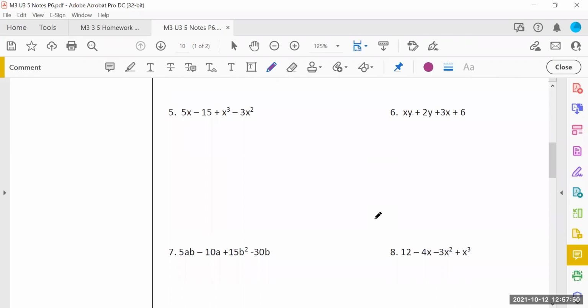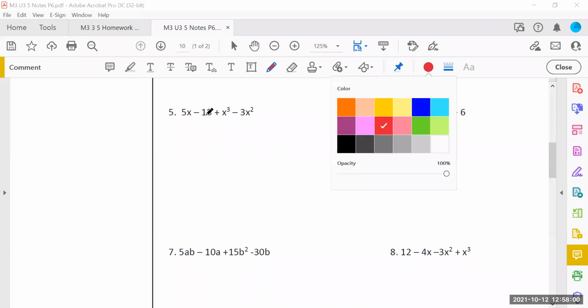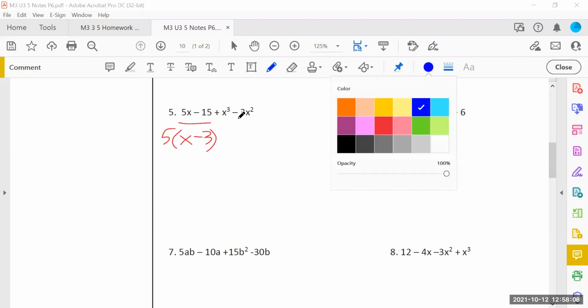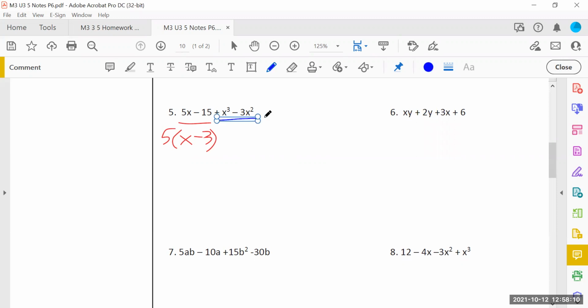Number 5. 5x minus 15, x cubed minus 3x squared. Do these two have something in common? Yeah. Take that 5 out. 5 times x minus 3. Look at the next set. What do those have in common? X squared. So plus x squared times leftovers, x minus 3.